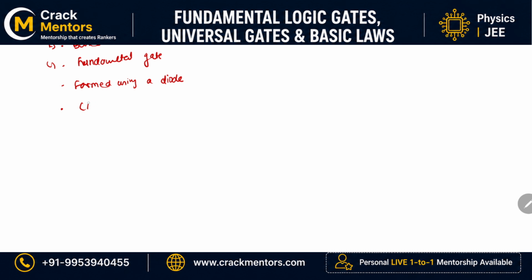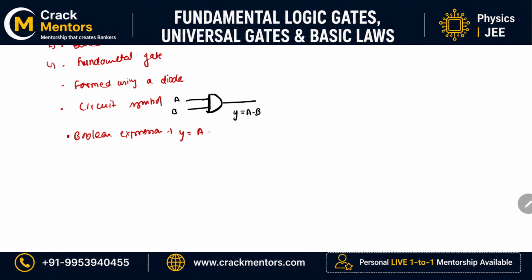The fourth point is, what is its circuit symbol? Get it very clear. There are two inputs for this, one input is A and the other input is B, and it looks something like this. Its back is straight and the front portion is curved, and from here an output will be there. The output is Y, and the value of Y is equal to A plus B? No, the value of output is A dot B. This is the Boolean expression for the AND gate: Y is equal to A dot B.